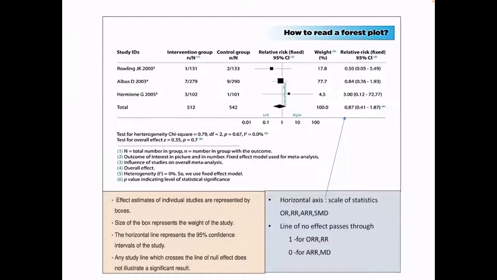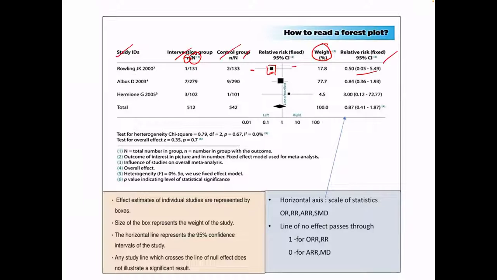So this is the forest plot, which has the study IDs on one side, the intervention group, and the control group. The small n is the number of people with the event, and the big N is the total sample size. The same is the case with the control. Then there is a weight: what is the weight of each study in the direction of evidence, and the relative risk along with the confidence interval of each study. Now you can find that there is a square here and also the arms. The arms indicate the confidence interval, and the effect estimate of that study is indicated by the square.